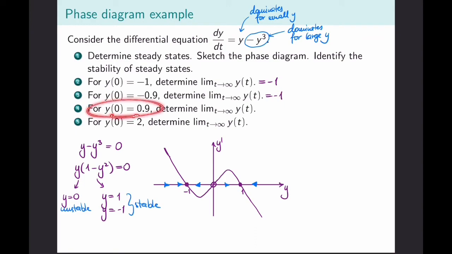What if we start at 0.9, so somewhere over here? Then the arrows on this region are pointing to the right. So the ant, or your little point, will be pushed towards 1, which is a steady state, and a stable one too. So once it's there, it's going to stay there. What happens if we start at 2, so somewhere out here? The arrows in this region point to the left, so we will eventually move toward the steady state at 1 and stay there.